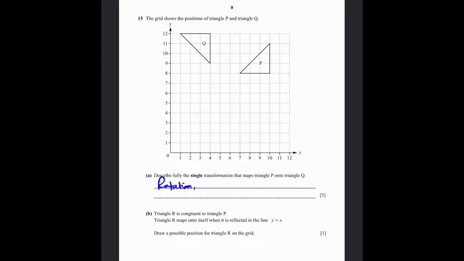Now, as for the angle, we can see that if we go from P to Q, the direction, which I'm showing with the arrow, already shows the rotation direction, that is anti-clockwise. And the angle can be found by looking at one of the sides. If we see this side and its corresponding side here is this one, it's rotated by 90 degrees in that direction of the arrow, anti-clockwise. Therefore, it's 90 degrees anti-clockwise.